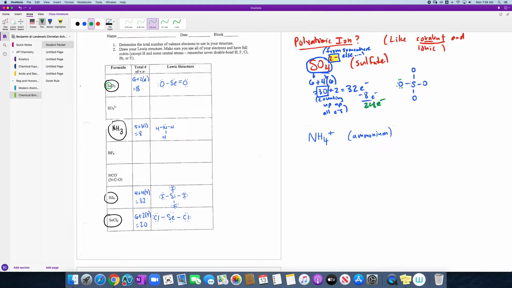And by the time I try to satisfy the octet rule for all the atoms, you'll notice that I run out perfectly. Right? I've distributed those 24 electrons around the oxygens. So each oxygen has an octet. The sulfur also has an octet. Okay, so let me highlight oxygen's octets. Those are oxygen's octets.